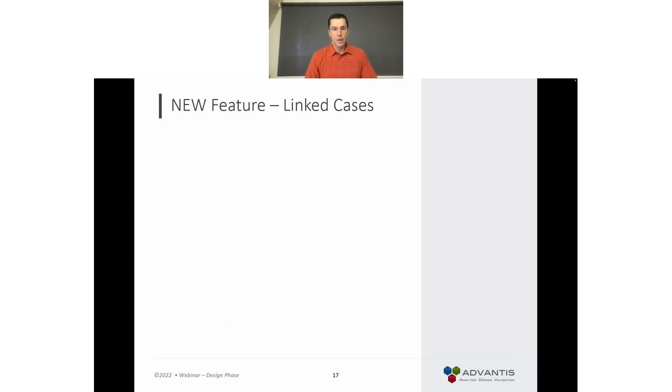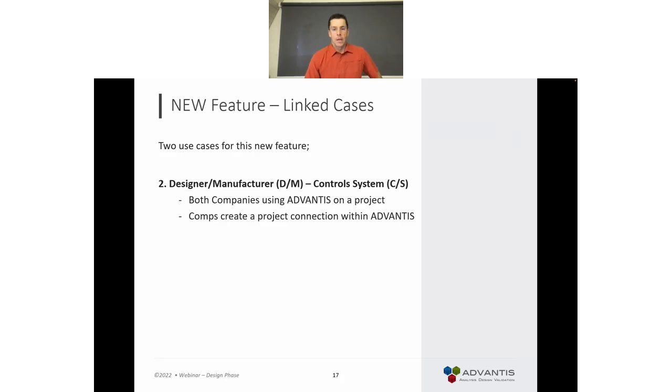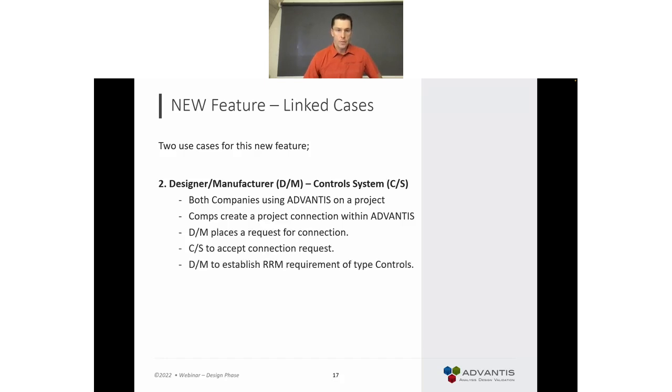Another use case is the designer manufacturer outsources the controls. So let's say he has a dedicated controls company who's doing that. So same setup, both companies need to have a project in Advantis. There's a connection established. So we have done that. So the control system supplier, CS, accepts a connection. And in this case, we have a risk reduction measure of type controls.